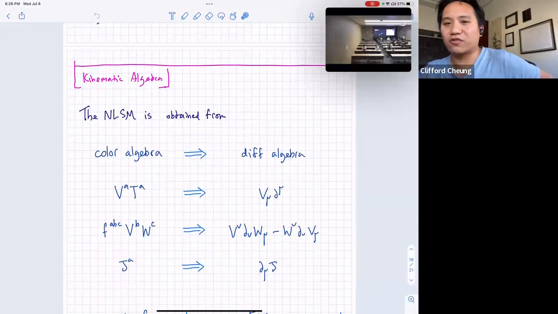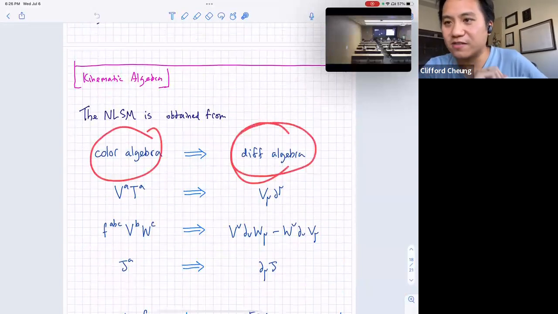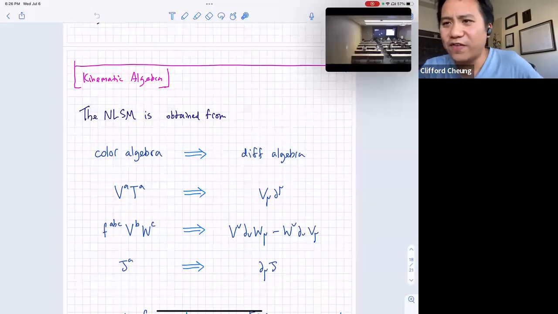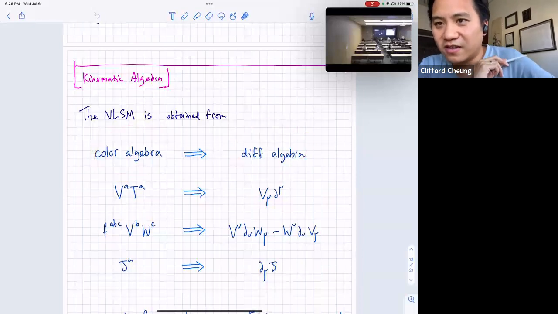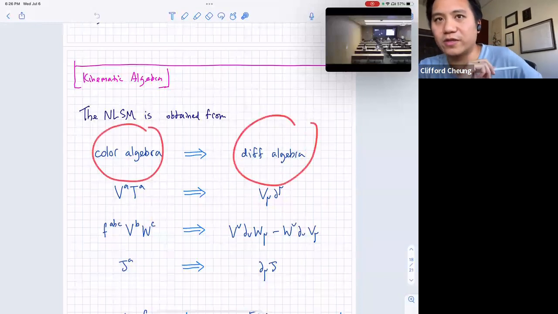Take any theory with a color index. In fact, I'll go through many examples. Take the color index and replace it with diffeomorphisms, and you will get a completely consistent new theory. Why will it be consistent? Because the diff algebra satisfies all the same Jacobi identities as the color algebra. Everything that required the Jacobi identity will still be true in this case.